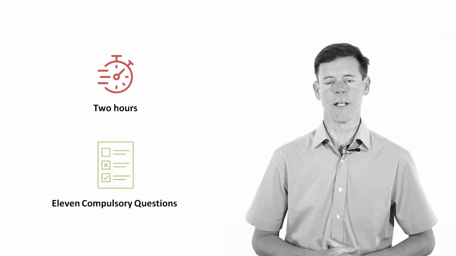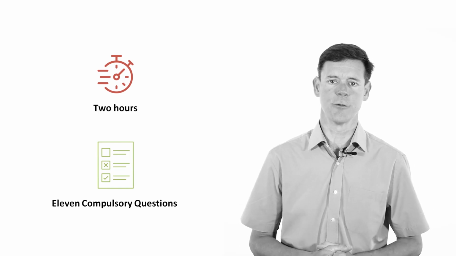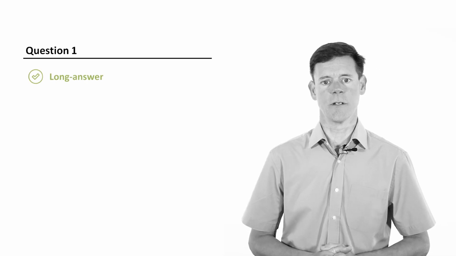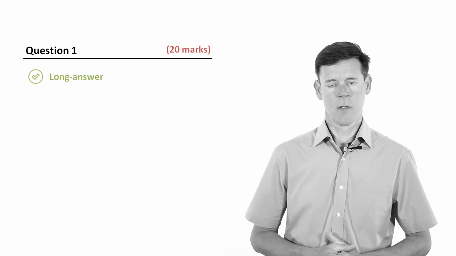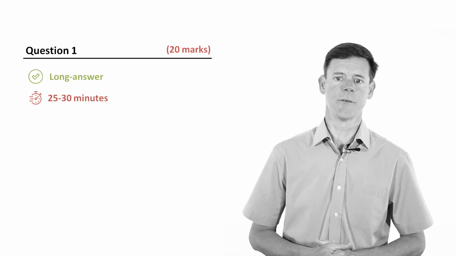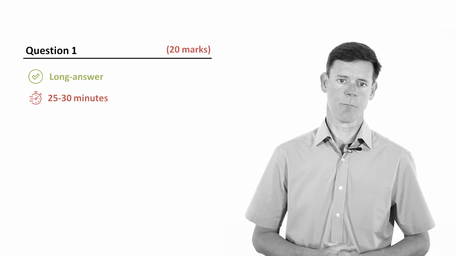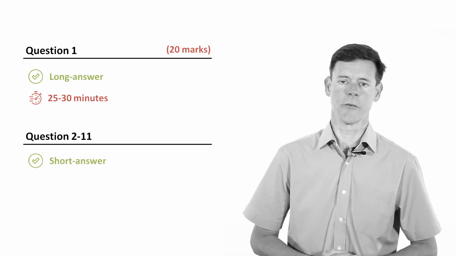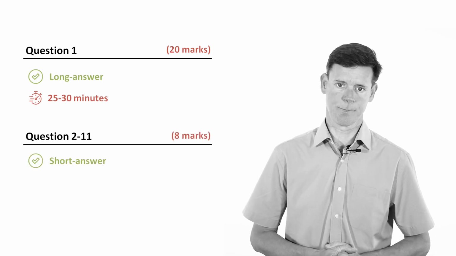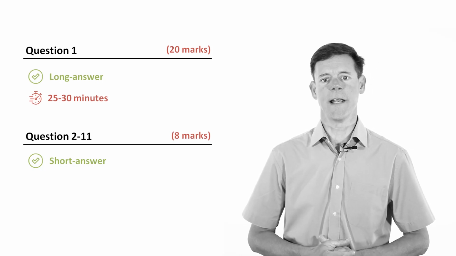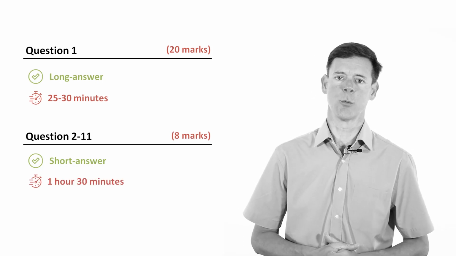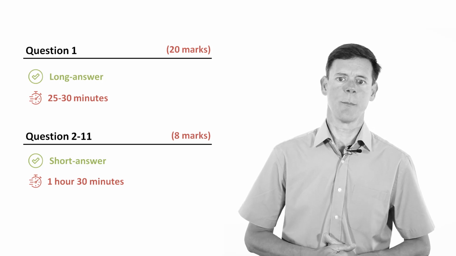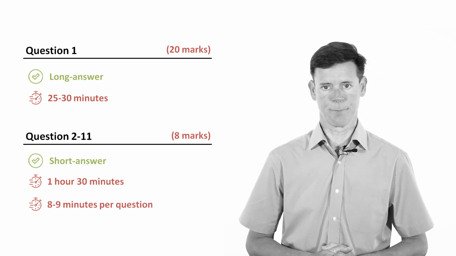The exam is 2 hours long and consists of 11 compulsory questions, each of which requires a full written answer. The first question is a long answer question that is worth 20 marks. The recommendation is that you spend 25 to 30 minutes answering this question. The remaining 10 questions, that's questions 2 to 11, are short answer questions worth 8 marks each. It is recommended that you spend the remaining 1.5 hours answering all of these questions, which breaks down to about 8 to 9 minutes per question.